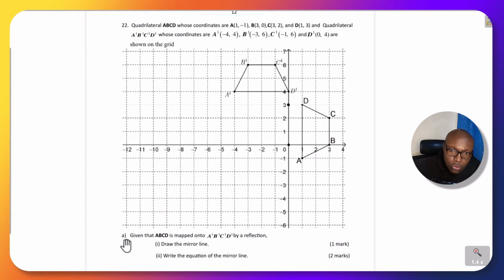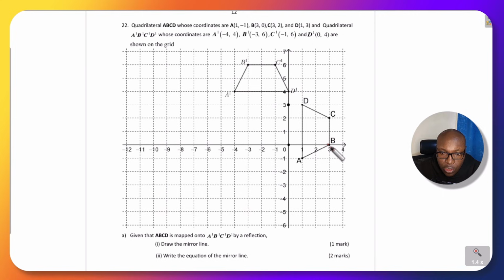So what you need to do, when you look at this image here, this is the image, this is the object. You can join any object point and corresponding image point, like C and C', using a straight line. And then because the mirror line is exactly between those two points, you draw a perpendicular bisector of that line.